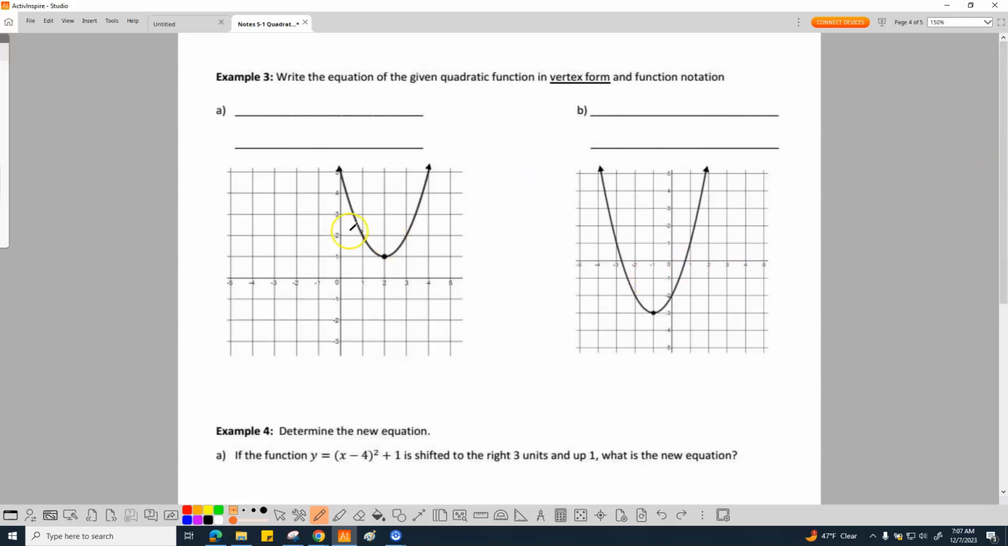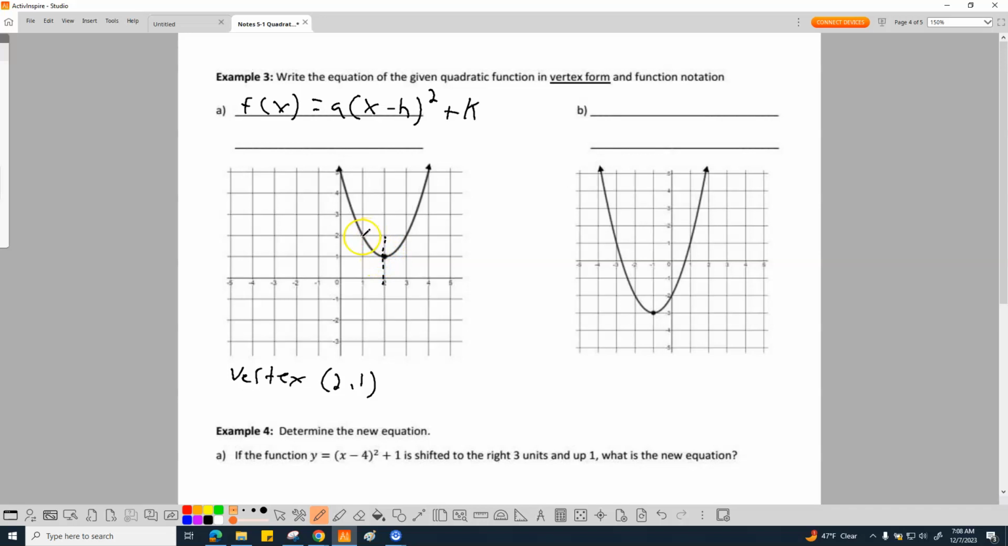Okay, here's what we've got. They want us to take this graph and write this out. All right, let's give it our best shot. So I know immediately that my vertex is, let's look at this, 2, 1. All right? So now I have f of x equals a times x minus h squared plus k. For now, our a is going to remain 1, so we don't have to worry about that. We're just looking at h and k today, more or less.